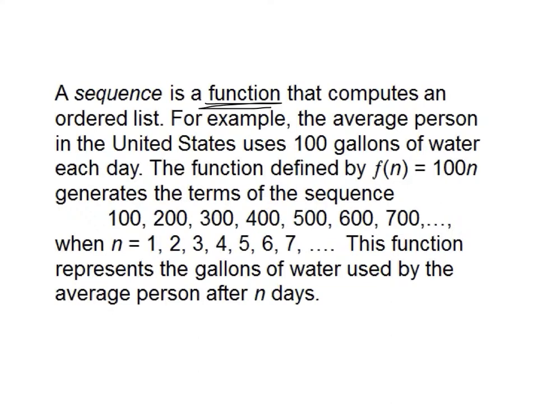So the example that they're showing you here is the average person in the U.S. uses 100 gallons of water each day. So if you take a look at the function, f of n is equal to 100n. And we can generate terms of the sequence: 100 when n is 1, 200 when n is 2, 300 when n is 3, and so on. And this function actually represents the amount of gallons of water used by the average person after a certain number of days. So it's one person, but multiple days.